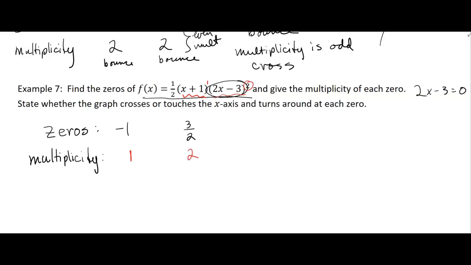Now it wants us to state if it crosses or touches the x-axis and turns around. I like that better, but anyway, cross or touch. If the multiplicity is 1, it's going to cross. If it's an even number, it's going to touch and turn. Touch and turn. It's going to bounce off the x-axis. All right, so that's what multiplicity tells us.